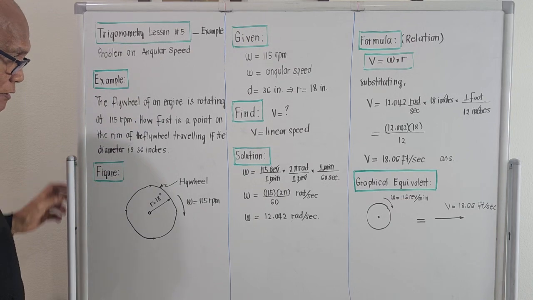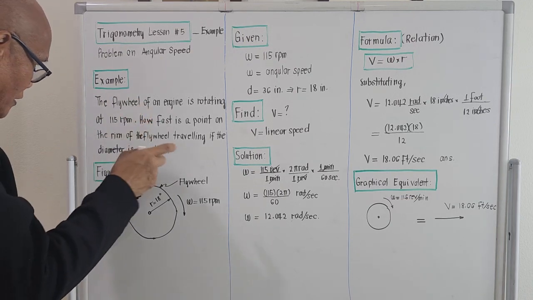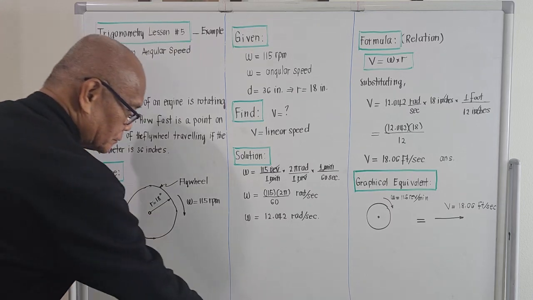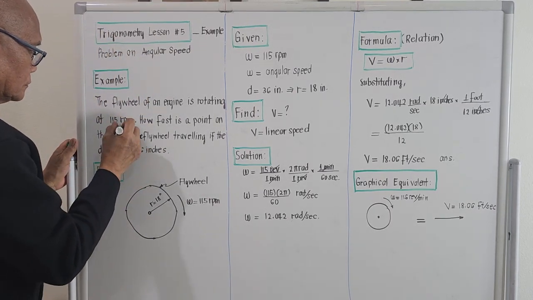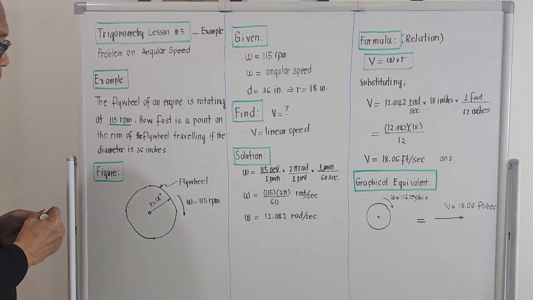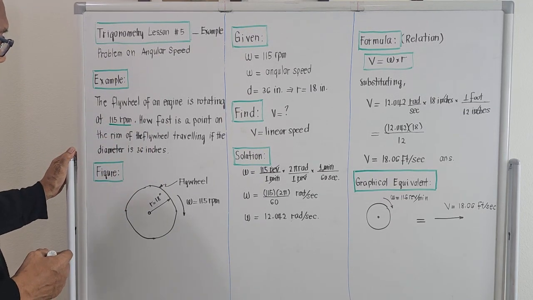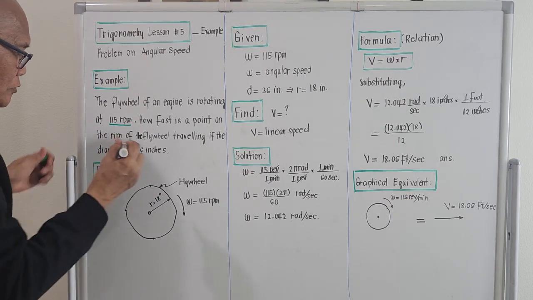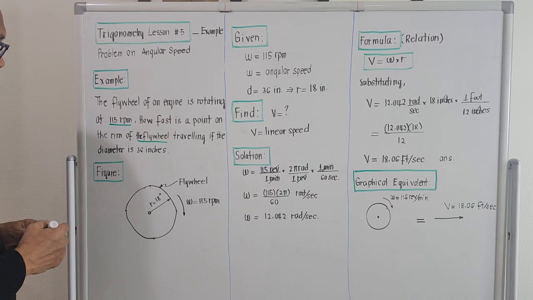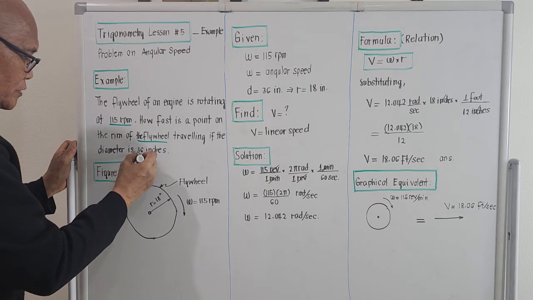The flywheel of an engine is rotating at 115 revolutions per minute. How fast is the point on the ring of the flywheel traveling if the diameter is 36 inches?